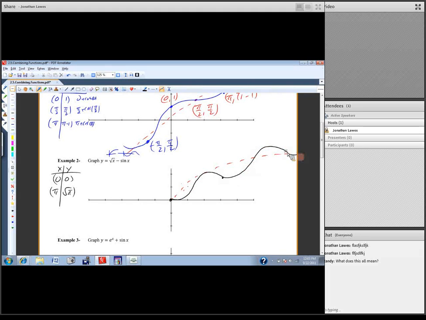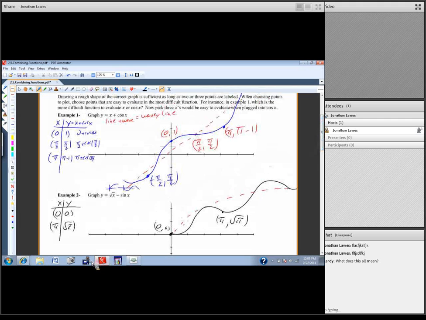Okay, now that's good enough if there's a test question like this. If you labeled 0, 0 and you graphed pi, comma, what was this? Square root of pi, that's going to be good enough. Now on both of these, let's back up and let's check and see. So grab your calculator.